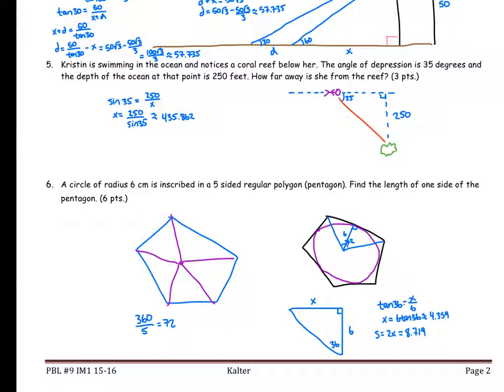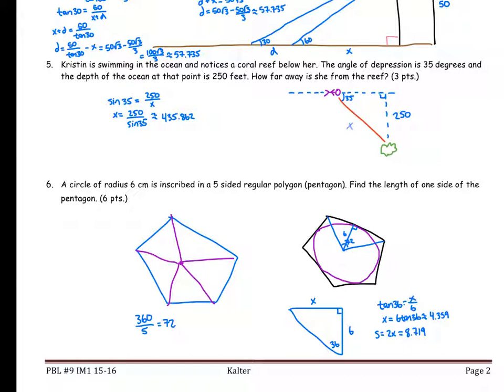So the depth of the ocean is 250 feet. So that means that this depth here is going to be 250. We have this angle. There's my right triangle right there. I need to find this red line. I need to find how far away I am from the reef. So I'm going to have an opposite and a hypotenuse. I'm looking for the hypotenuse, which I labeled, I used x as my variable, all right? So over here I've got sine 35 equals 250 over x, multiply by x, divide by sine 35, and I get approximately 435.862 feet for that distance.